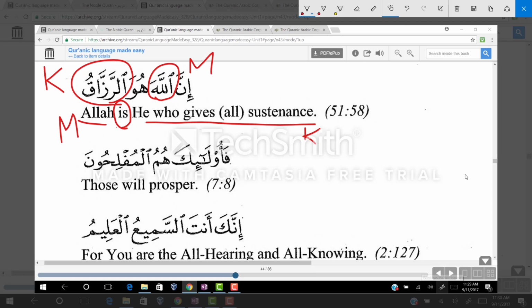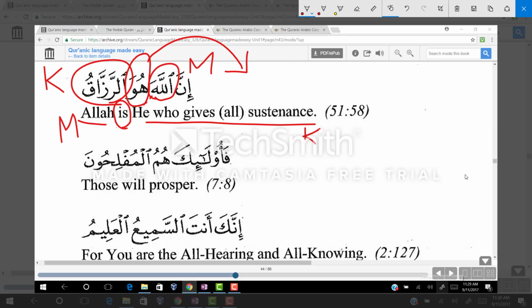So here mubtada or the subject is also marifa, and the khabar or the predicate is also marifa. So what happens in this case is a detached pronoun. Okay, so what is the detached pronoun here? Huwa is a detached pronoun, and how should it be? It is in accordance with the gender and number of the subject.